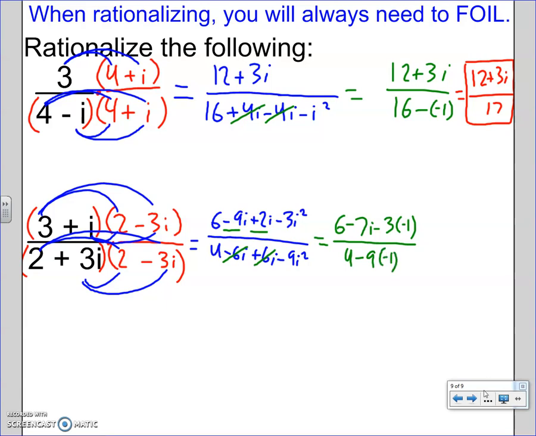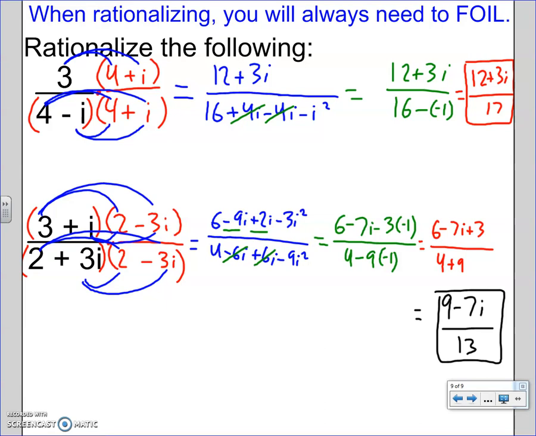So we've got to fix those real fast. This is really 6 minus 7i plus 3. And this is really 4 plus 9. I combine. So on top, 6 plus 3 is 9 minus 7i. On the bottom, 4 plus 9 is 13. And that is my final answer. Again, there's no i on the bottom. i can be on top, that's okay. But we rationalized it because i is no longer on the bottom.